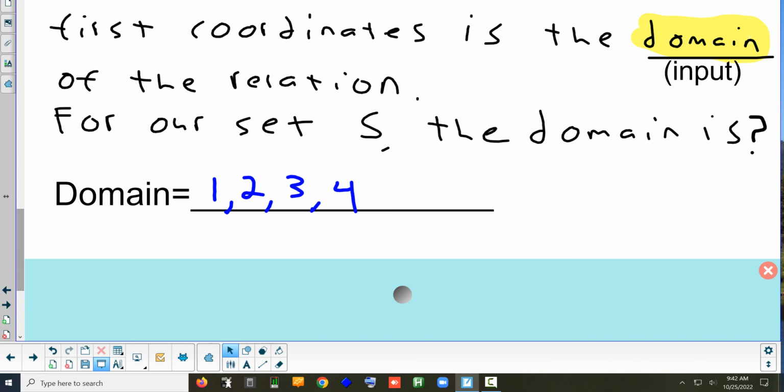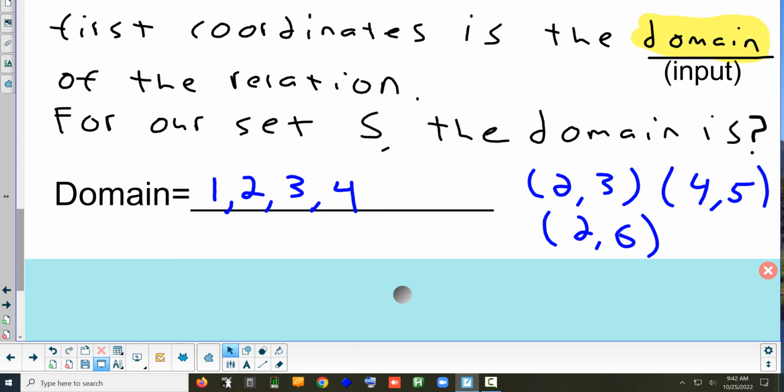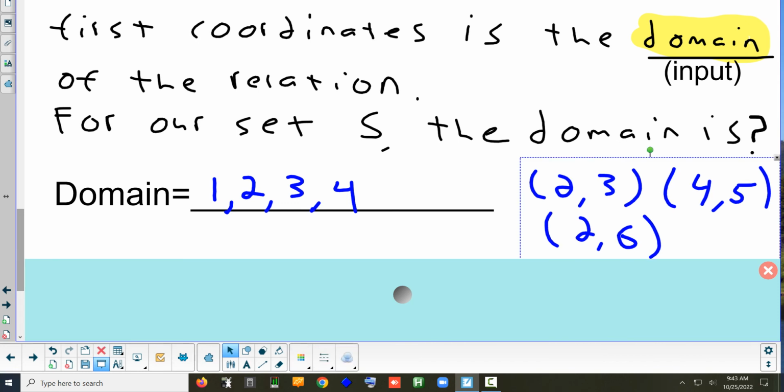Now, you might have a relation that does this sometimes. If you had something like that, and one of the numbers is repeated, you don't have to write it twice. I would say that the domain of these coordinates is 2 and 4. You don't have to write 2, 2, and 4. You just have to say 2 and 4. So you don't use repeats.